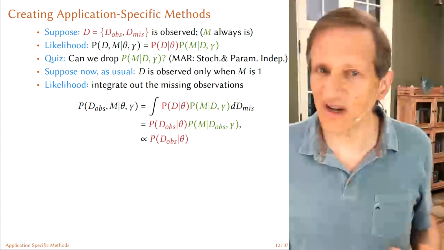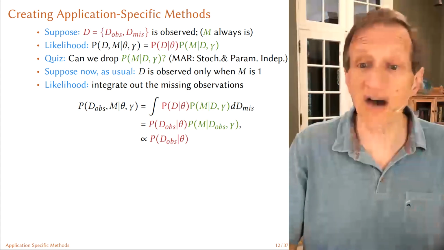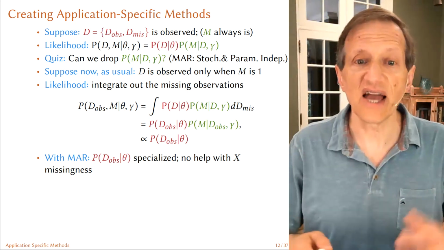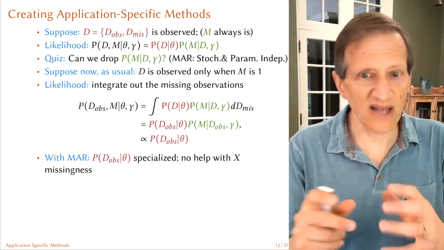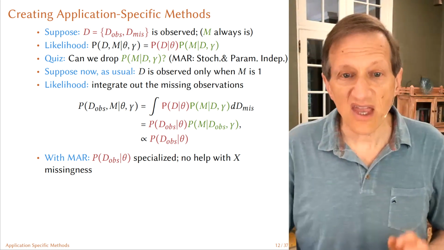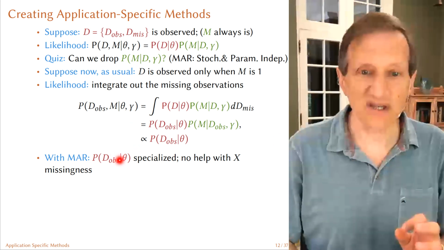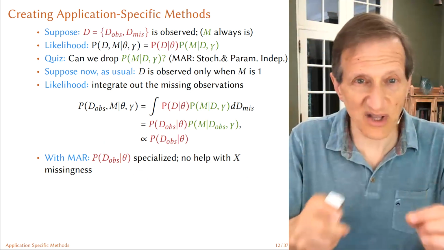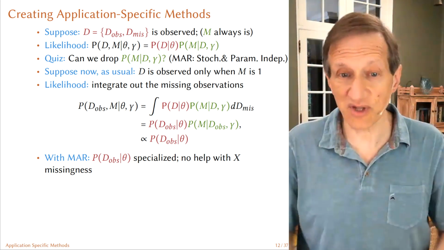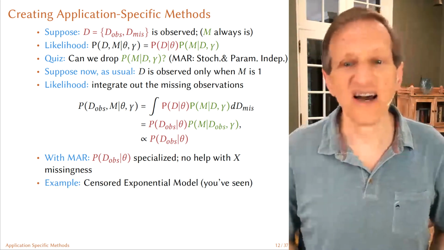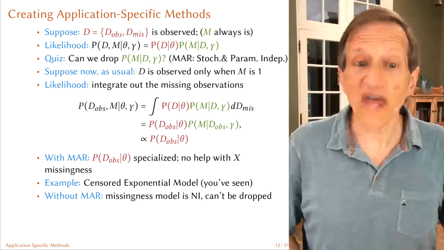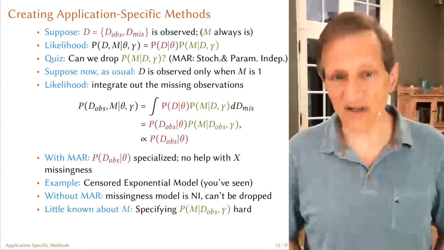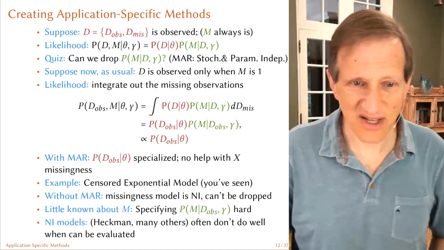If the MAR assumption doesn't apply, then you're going to have to pay attention to it and model the two jointly. With MAR, P of D-obs given theta becomes specialized to the particular problem. It's difficult if X is missing, this thing becomes big, but maybe you've developed a specialized application-specific method that deals with the whole thing, but that's just a bigger lift, and you've seen this model. Without MAR, the missingness model is not ignorable, and you can't drop it, and so you have to model it. I've already said that.